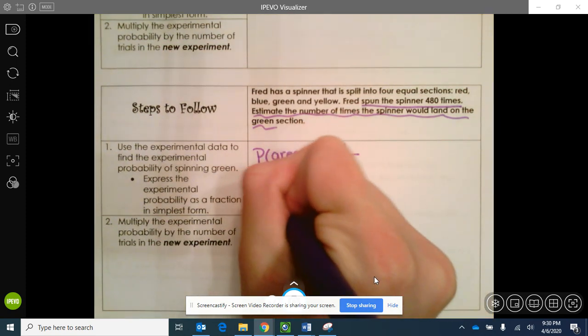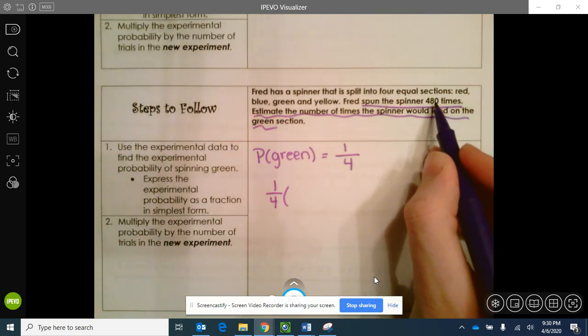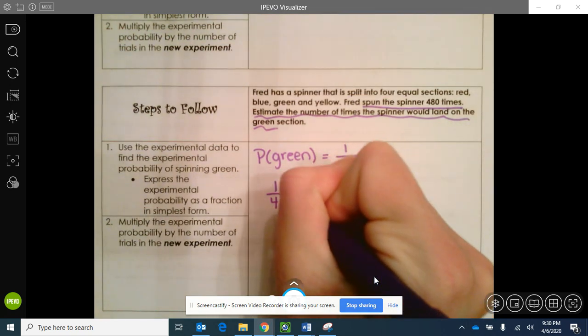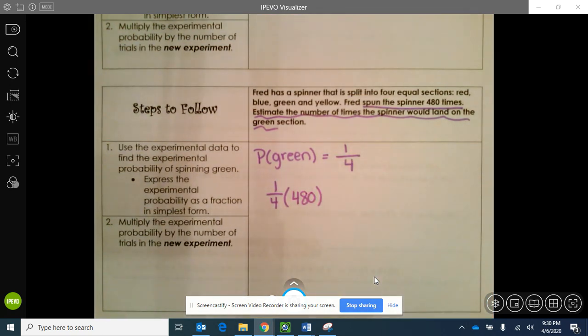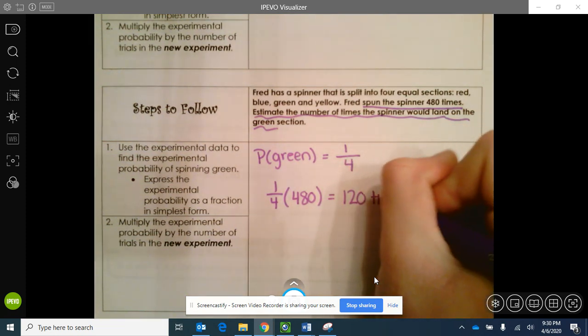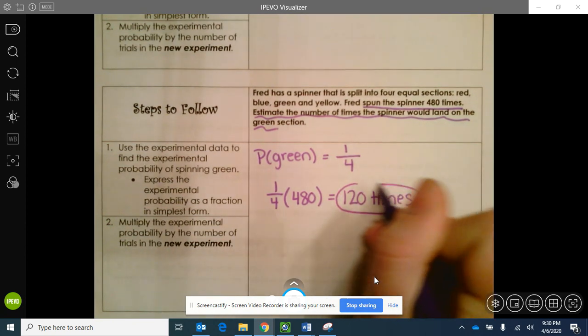Then I'm going to take that probability and multiply it by my new total number of outcomes. So we're going to be spinning the spinner 480 times. So that's your total. So if I take 1/4 of 480, I get 120 times. So out of the next 480 spins, I would expect to land on green about 120 times.